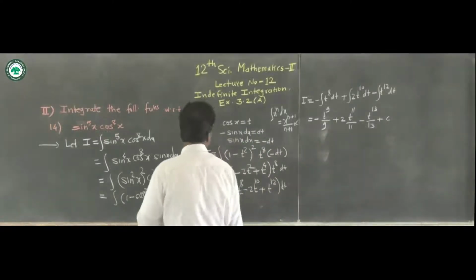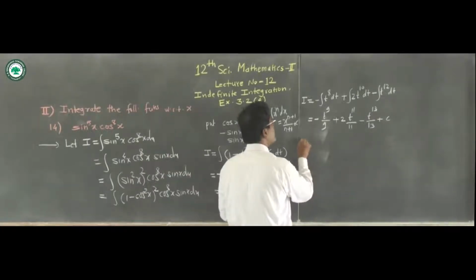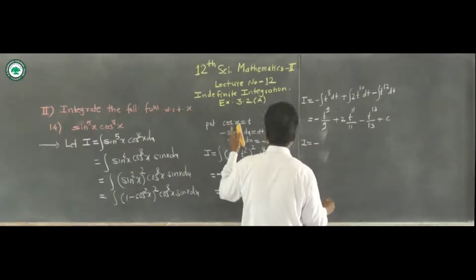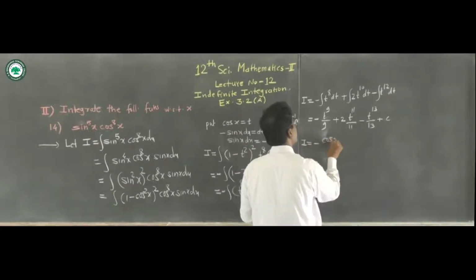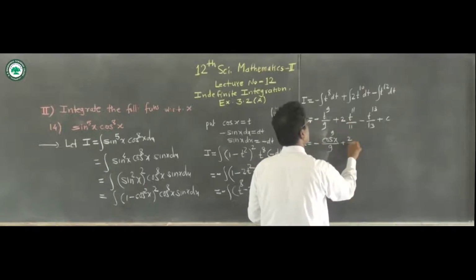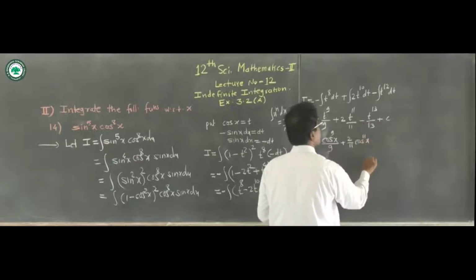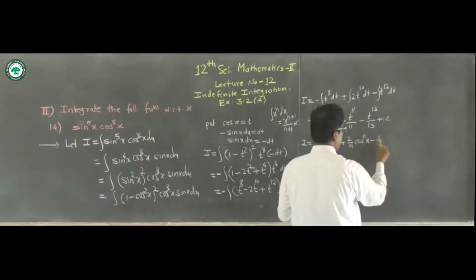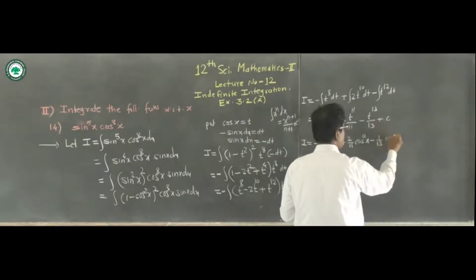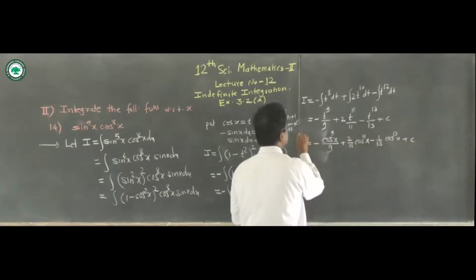Now here we put the value of t as cos x, and so we get the final solution: I is equal to minus cos raised to 9 x divided by 9, plus 2 upon 11 cos raised to 11 x, minus 1 upon 13 cos raised to 13 x, plus constant of integration. This is the final solution.